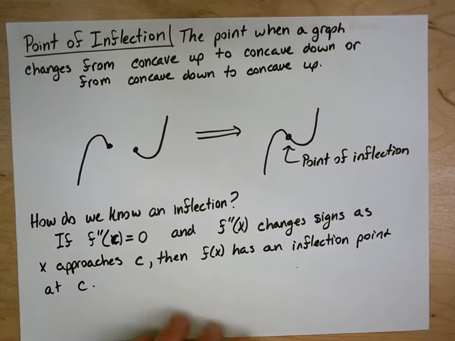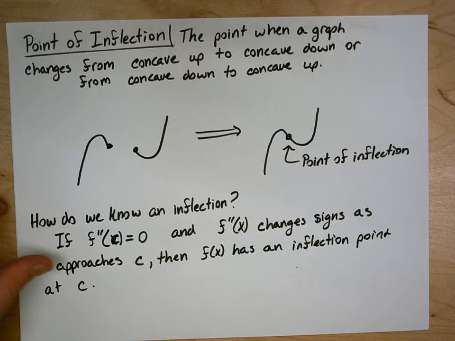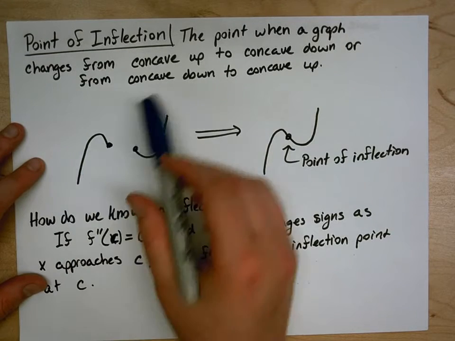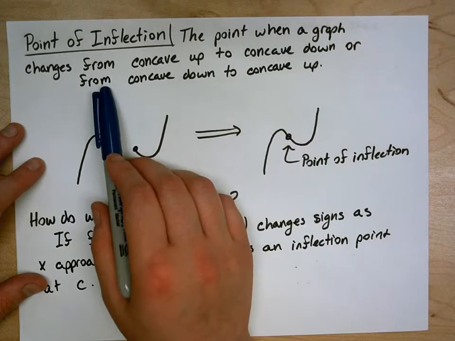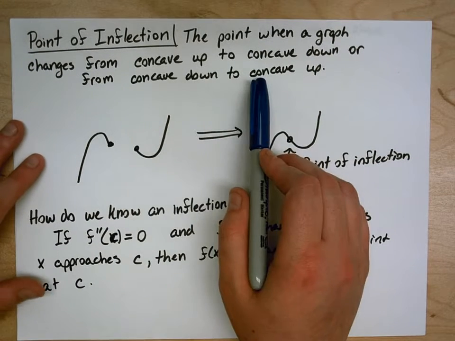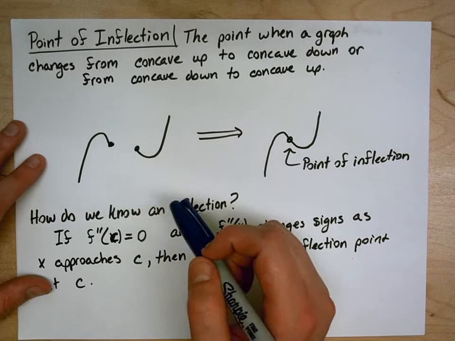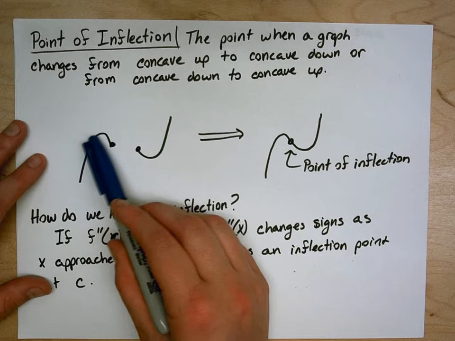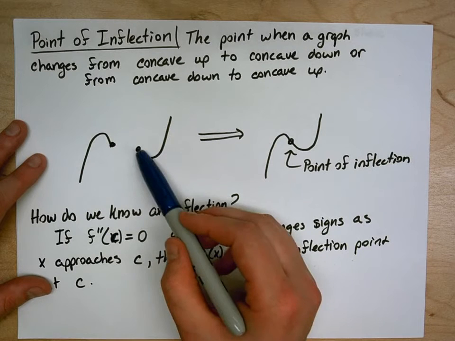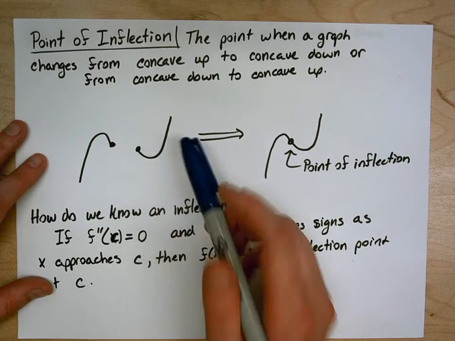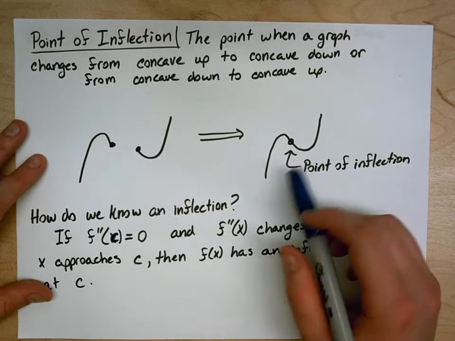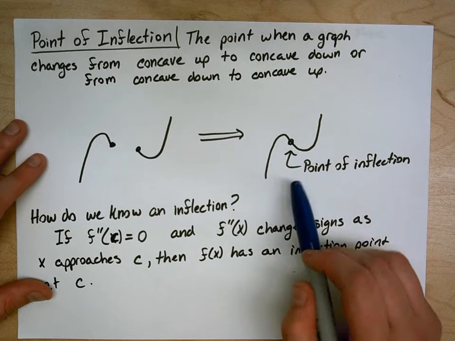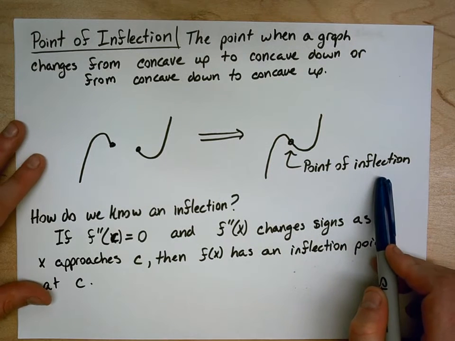All right, now we need to talk about points of inflection. What is a point of inflection? Well, a point of inflection is when the graph changes from being concave up to concave down, or vice versa, when it changes from concave down to concave up. So it's when it changes concavity. If we look at this picture here, we have a piece of a graph that's concave down, and a piece of a graph that's concave up. If we put these two pieces together, we'll have a full graph, and at that point where it changes concavity, that's called the point of inflection.